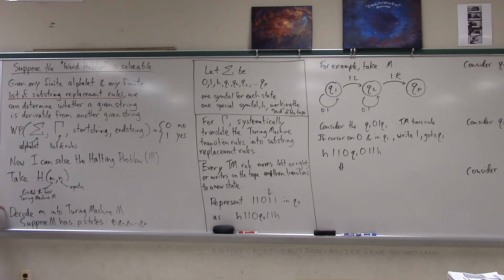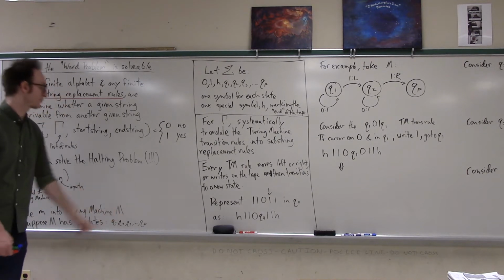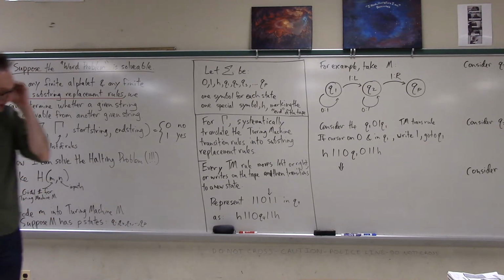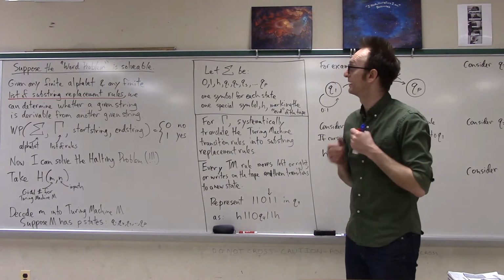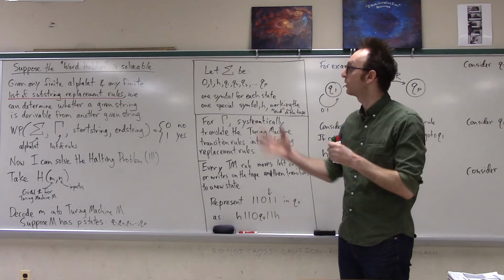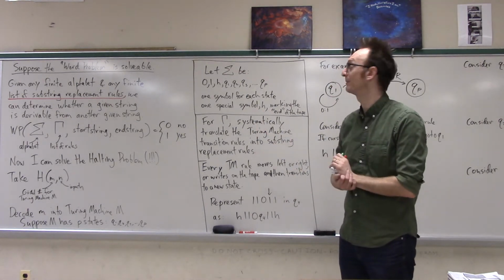Well, we're going to decode this number m into the Turing machine. We've done that already. And this Turing machine is going to have some finite number of states. Suppose it has p states, and let's label them q1, q2, q3, all the way up to qp. Now I am going to show you how we can solve the halting problem by turning it into a word problem.